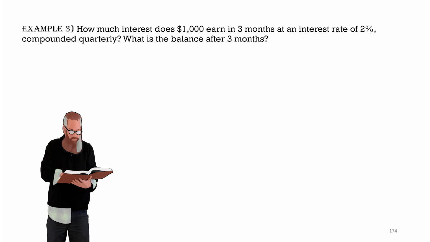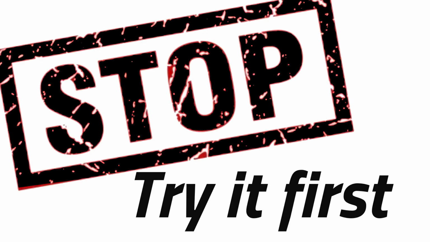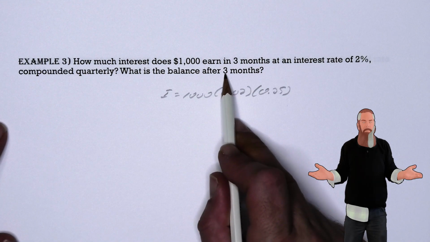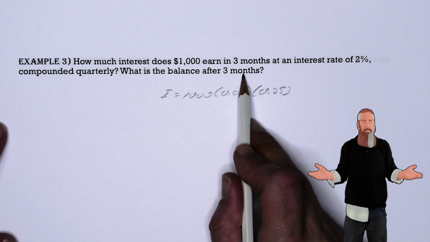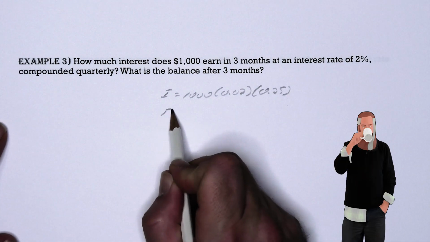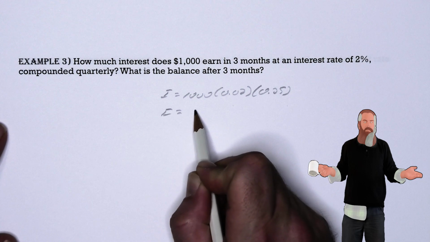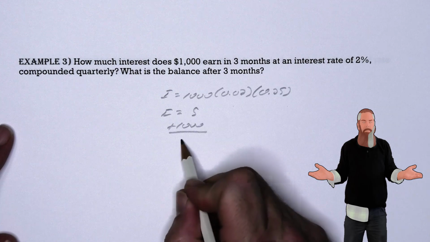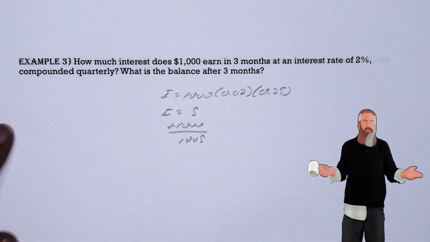Well, how much interest does $1,000 earn in 3 months at an interest rate of 2% compound quarterly? And what is the balance after 3 months? When we set up our simple interest formula, the key here is they're saying 3 months. This is quarterly, and quarterly as a decimal is 0.25. This means the amount of interest earned is $5. Add to that the $1,000 that was originally in the account, and we get $1,005.